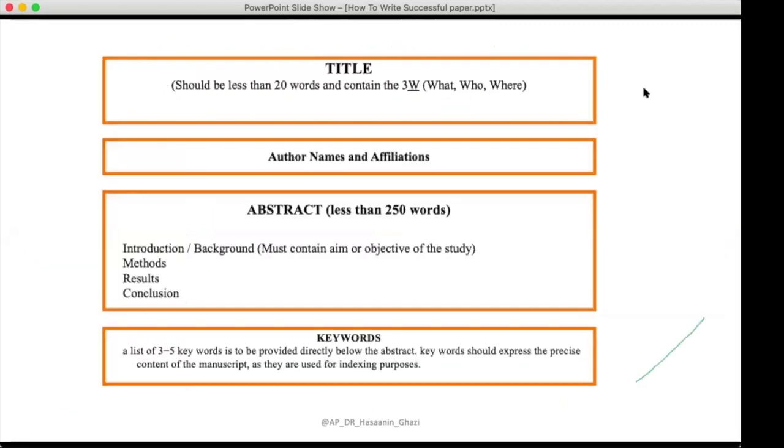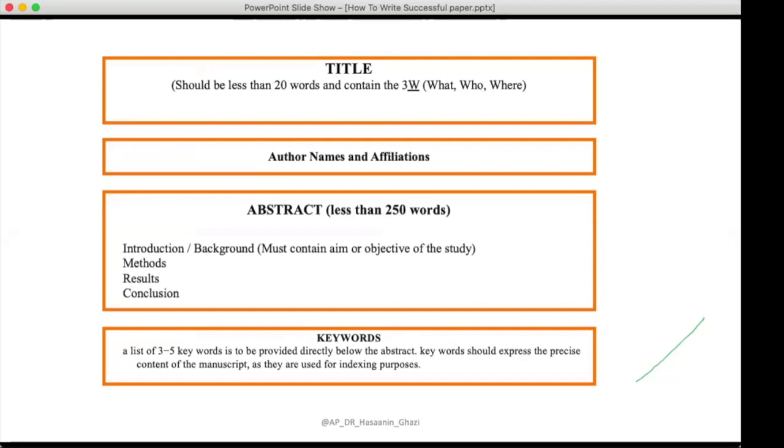Okay, this is, in summary and in a simplified way, how to write the manuscript format. The title should be less than 20 words and contain the 3Ws: what, who, and where, followed by author names and affiliations. Then the abstract: most journals use less than 250 words, including introduction, background, methods, results, and conclusion. Keywords: 3 to 5 keywords should be provided. The keywords are very important.